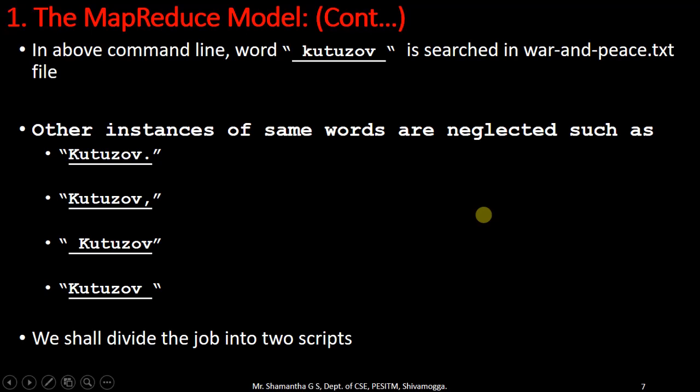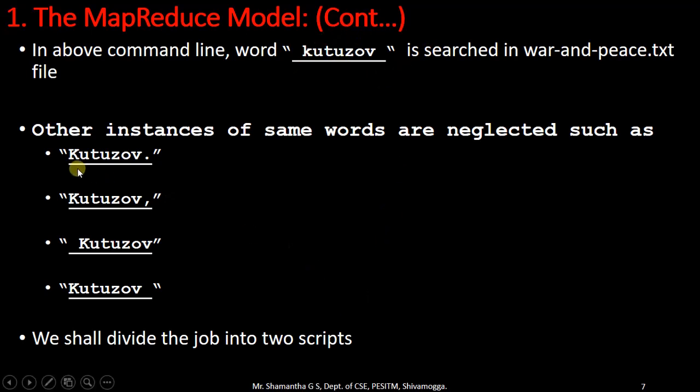In the above command line, the word Kutuzov is being searched in the War and Peace text file with the leading and trailing space. This is the exact format that the above command line is going to search in the War and Peace text file. There can be other formats of the words with the same search word Kutuzov.